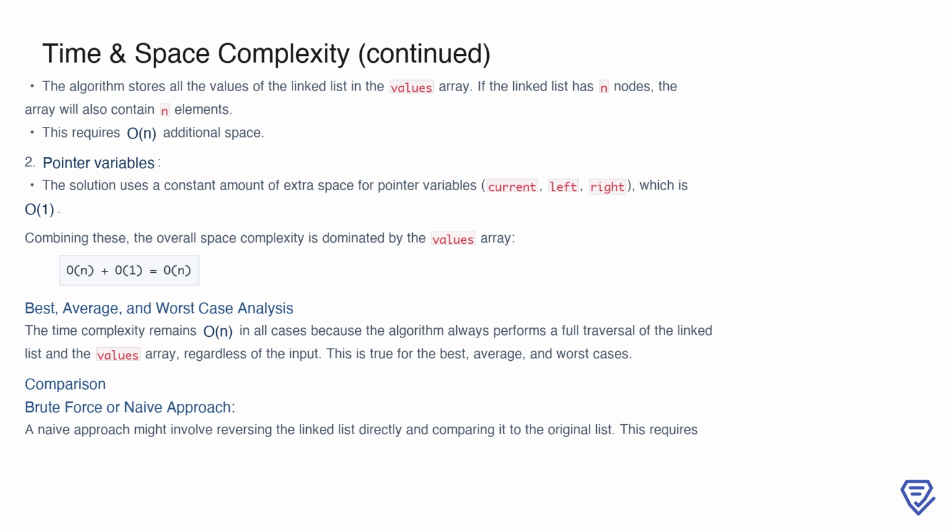Importantly, the time complexity remains O(n) in all scenarios, whether the input linked list is small, large, or contains special cases, since the algorithm must always traverse the entire list and perform the same steps for validation.